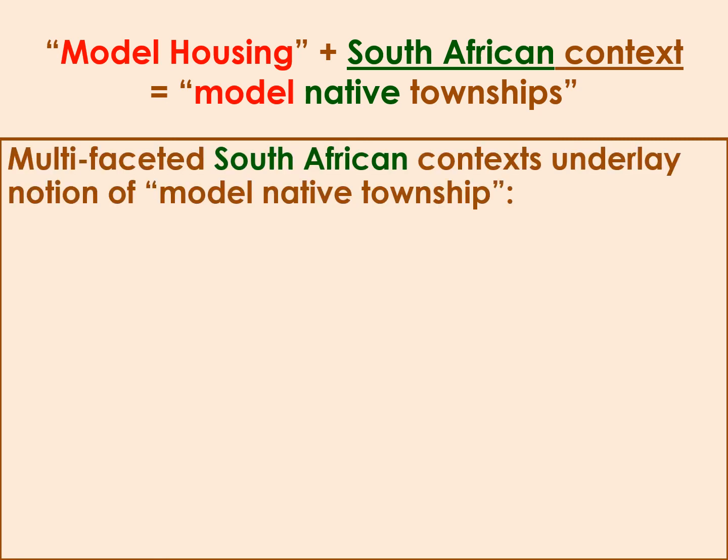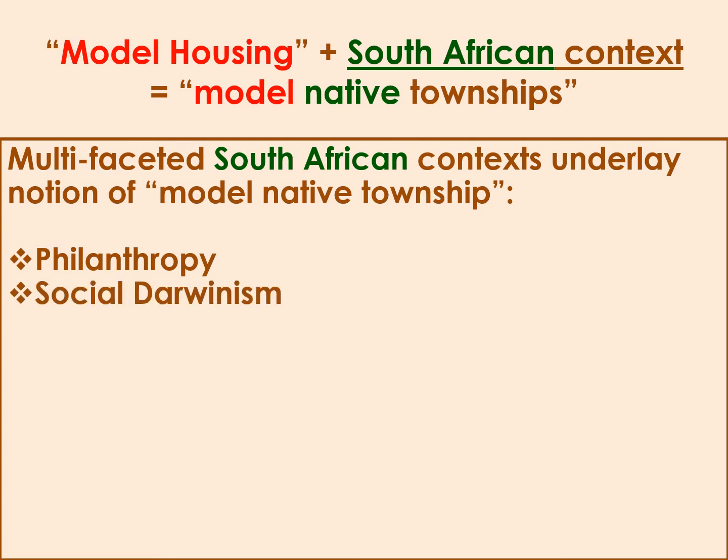The South African political, economic and social context during the first half of the 20th century that underlay the notion of the model native township is multifaceted and intertwined. Aspects of philanthropy, meaning the pursuit to lessen the poverty and suffering of the less fortunate, and social Darwinism, referring to Charles Darwin's ideas of natural selection and the survival of the fittest, where wealth was a sign of success and poverty an indication of unfitness to survive, were intertwined with other key notions.